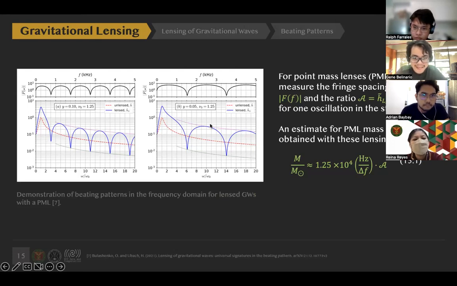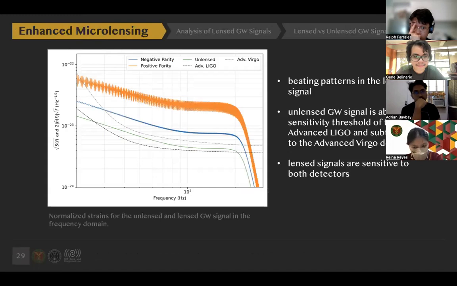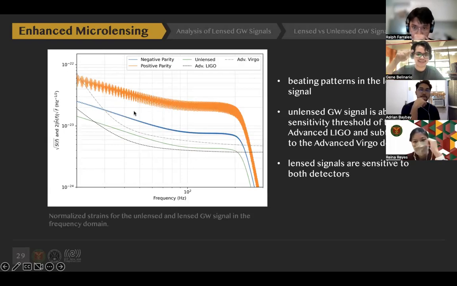So this is one of their findings. There should be beating patterns for the lensed signals. And we also showed it here. If you take a closer look at the negative parity lensing, the signals look like they're oscillating, and we see a more prominent oscillation here in the positive parity lensing. So it's like an undulation again. And then we try to see the unlensed signal.